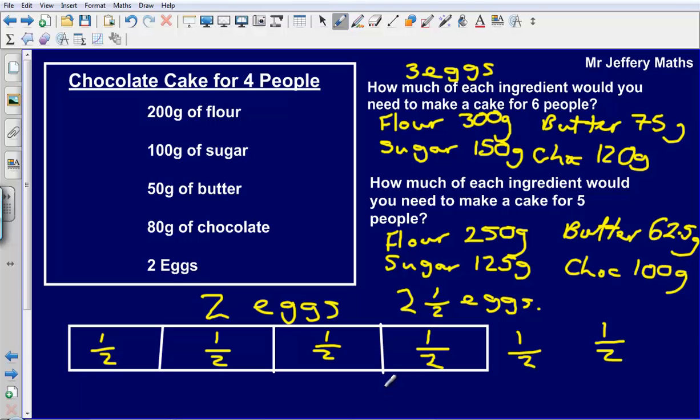So I'm hoping that is making sense. This is quite a basic idea of proportion, but people do tend to get confused. I find it is helpful to draw up a bar like I've done, but there are lots of different ways in which you can do this.